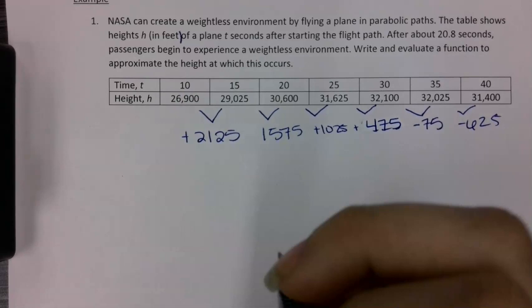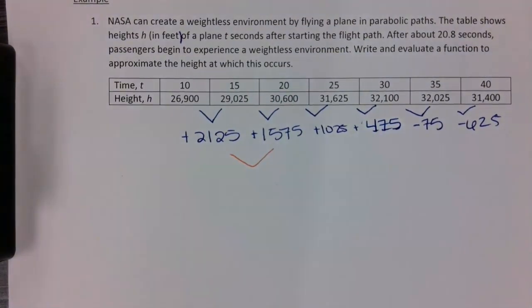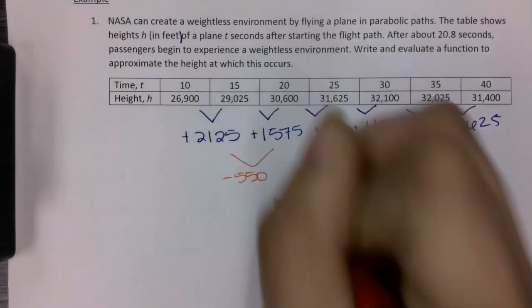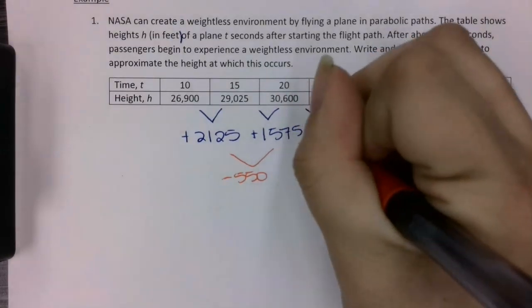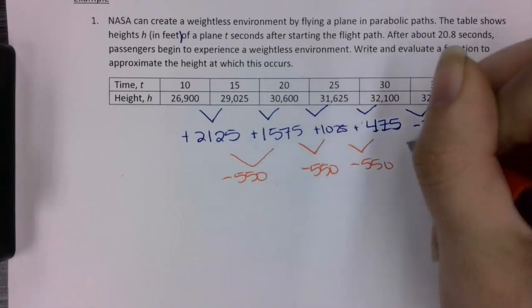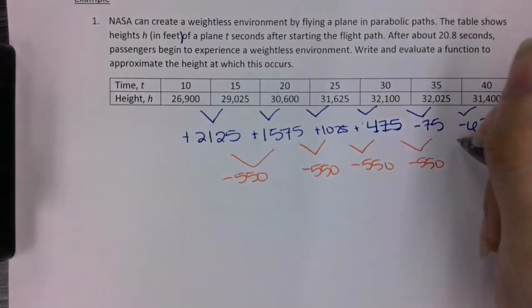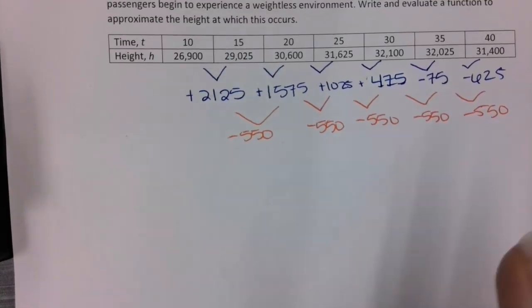So what I'm going to do is, I missed the plus sign. I'm going to go look at my differences again, and I'm going to see how they're changing. So to go from 2,125 to 1,575, I'm subtracting 550. To go from 1,575 to 1,025, I'm subtracting 550. Subtracting 550. Subtracting 550. So notice how it took 2 times to get it to be right? This means it's quadratic.